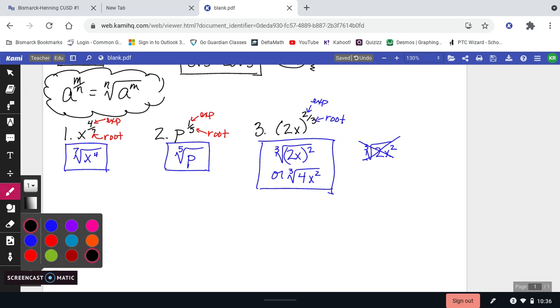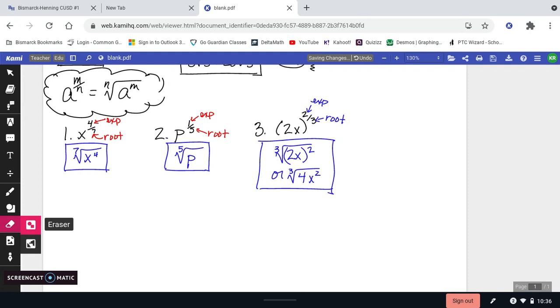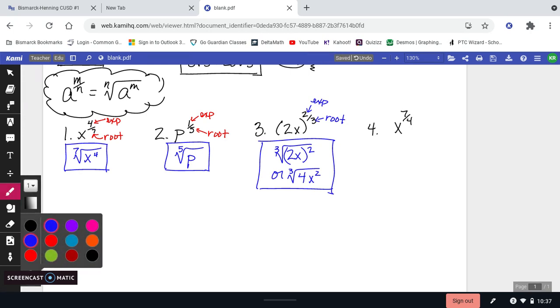Okay, let's do one more of these that looks like this. Let's do x to the 7/4 power. Write it as a root. It's going to be the 4th root of x to the 7. Since it's a 4th root and you've got x to the 7th power, you have enough to make a group of x's and pull those x's out. A group of x's is going to come out, and what I have left over is 3 of them. So it's going to be x times the 4th root of x cubed.